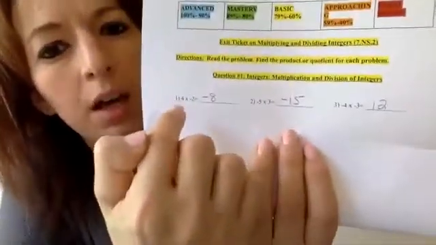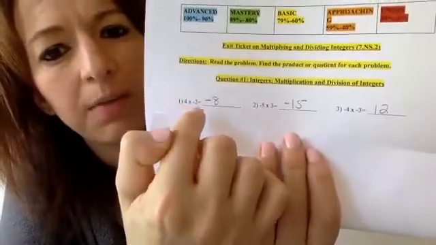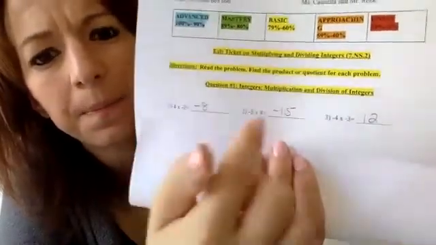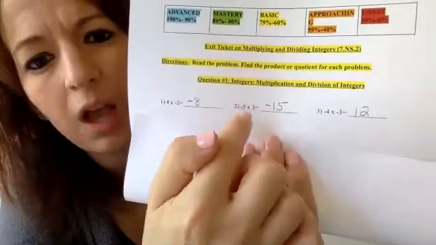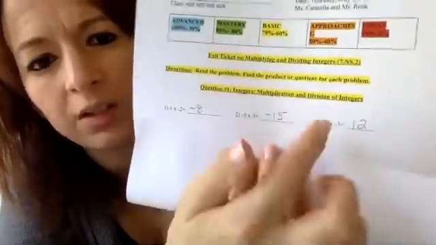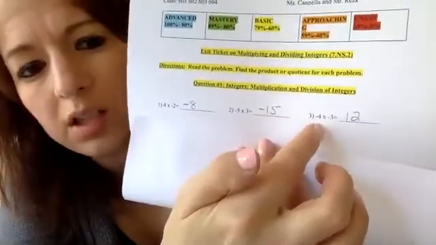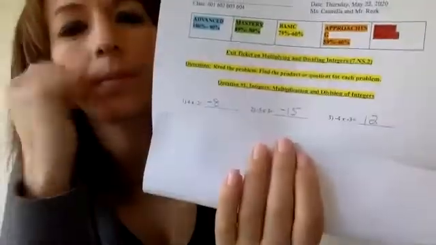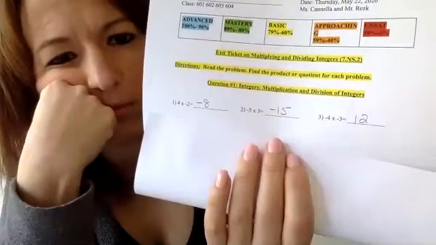So again, a positive times a negative gives me a negative. -5 times 3 gives me -15 because of different signs. And -4 times -3 gives me 12. We're going to move on to 4, 5, and 6 now.